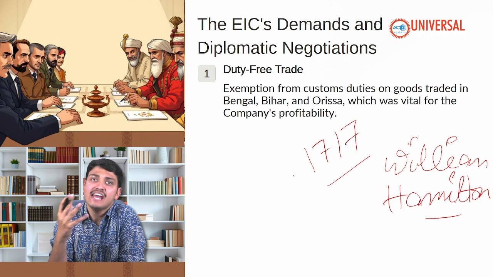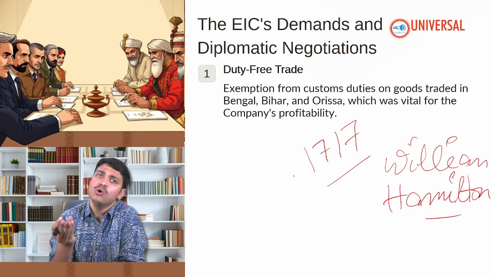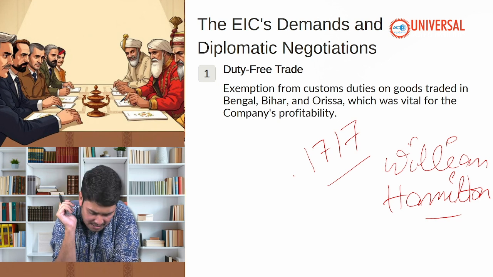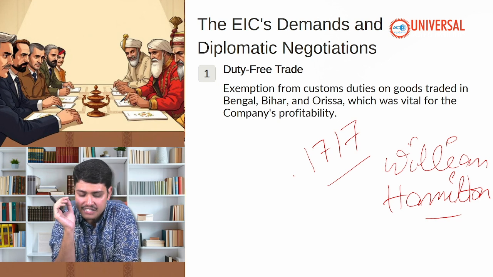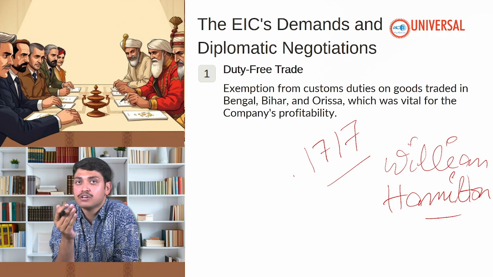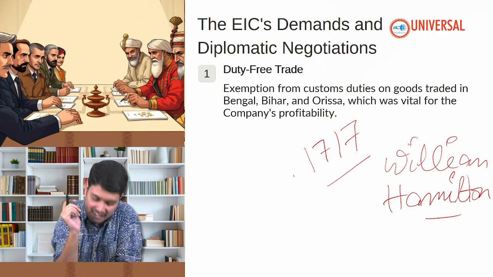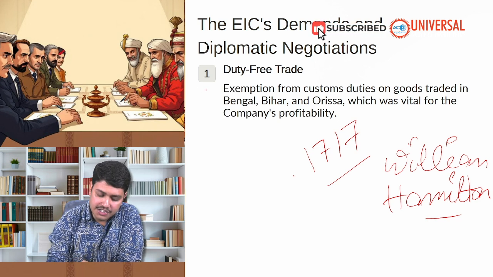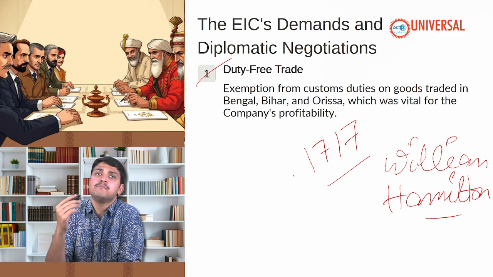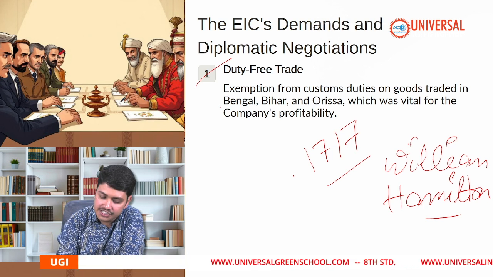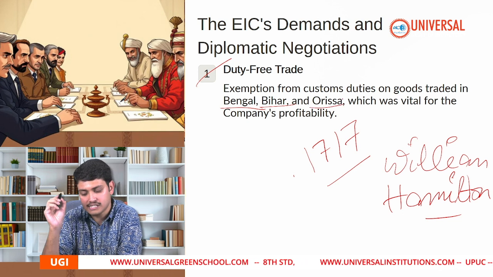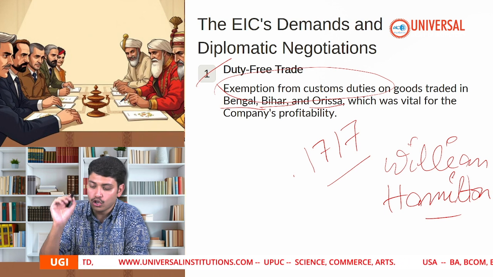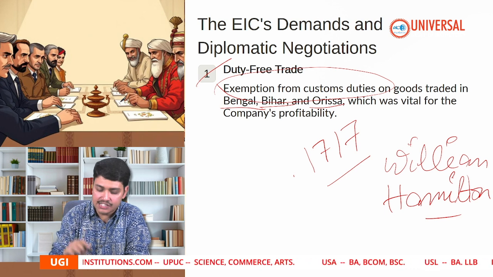So in return, he wanted to give something to the English East India Company. Now, what did they demand? The English East India Company demanded some specific things in return for the medicinal help they provided to Farrukhsiyar. First of all, they demanded duty-free trade, particularly in the regions of Bengal, Bihar, and Orissa, and they wanted exemption from customs duties on goods traded in these three regions.